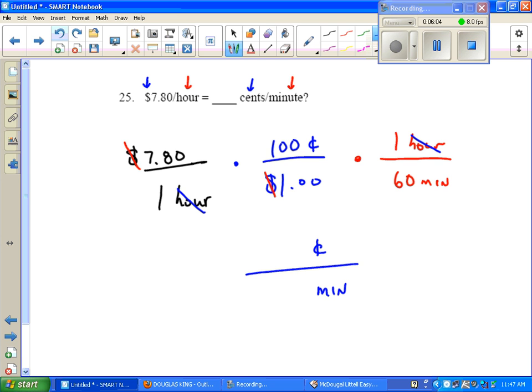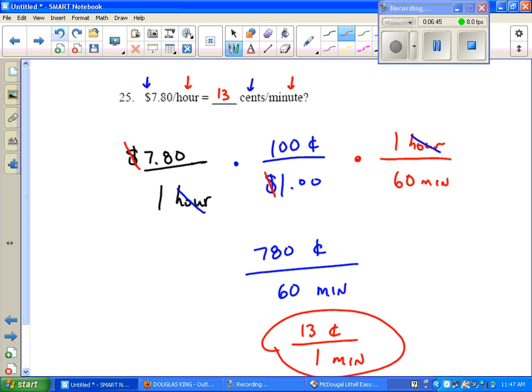When you multiply straight across 7.8 times 100, all that makes you do is move the decimal over 2 times, and it gives you 780. You don't have to do any calculating, just move your decimal twice, 780. Then multiply 1 times 1 times 60, and you get 780 cents per 60 minutes. So 780 divided by 60 is 13 cents every 1 minute. So it says $7.80 an hour is how many cents a minute? 13 cents a minute.